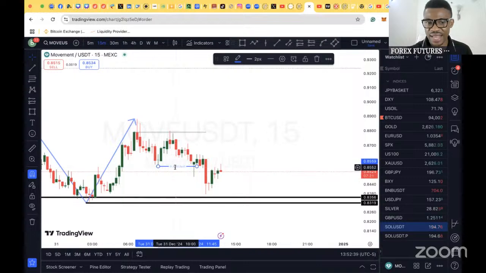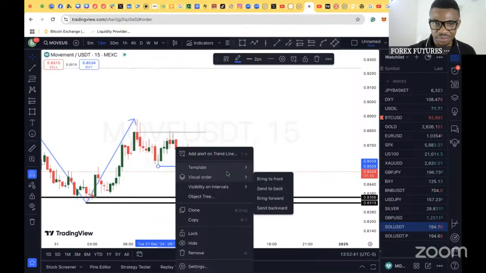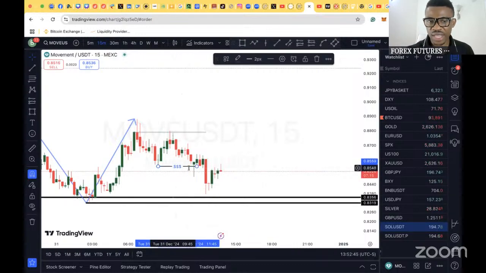We call it SSL, sell side liquidity taking. A liquidity was taken here. A pin bar candle was formed here. A rejection was formed here, telling you that there is a potential bullish move that is about to happen.